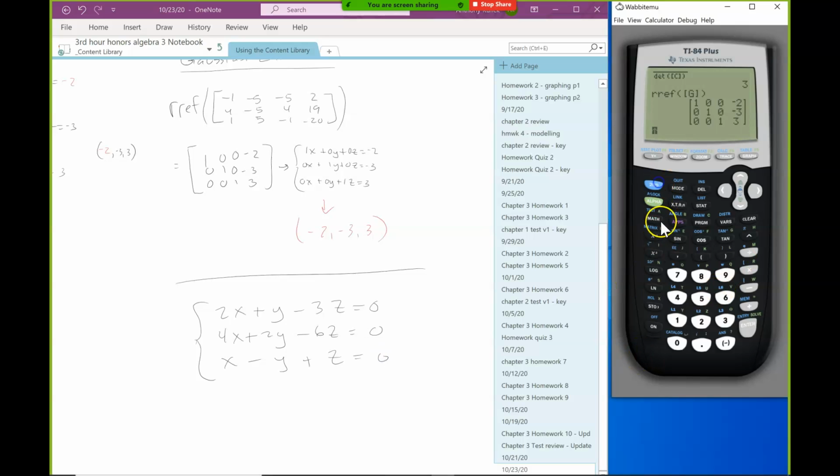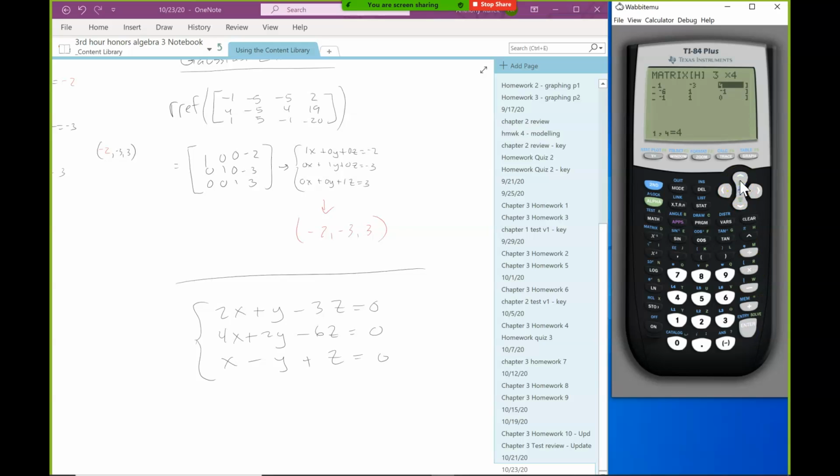So there's my system. Let's go turn that into a matrix. I'm going to put this in matrix H. So it's a 3x4. 2, 1, negative 3, 4, 2, negative 6, 1, negative 1, 1, 0. Nope. So 1, negative 1, 1, 0.